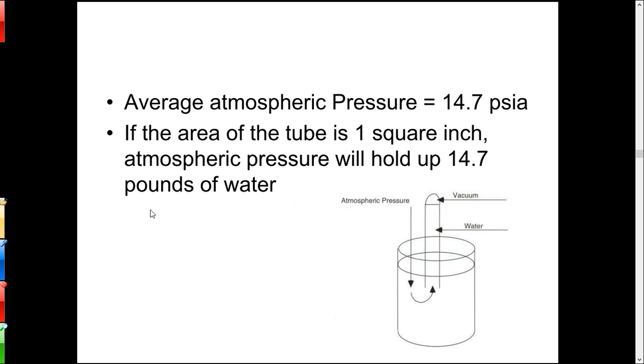Now, if the average atmospheric pressure is 14.7 psi-A, we could look at what would happen in the tube. If that tube has an area of 1 square inch, atmospheric pressure would hold up 14.7 pounds of water in that tube. So let's see what the height of a column of water with an area of 1 square inch would be if the weight of it equals 14.7 pounds. We're taking a tube with a cross-sectional area of 1 square inch, and we're going to see how high the water would rise in the tube on account of average atmospheric pressure.